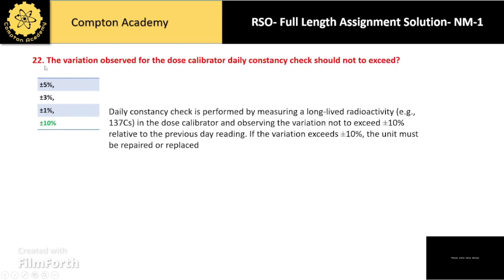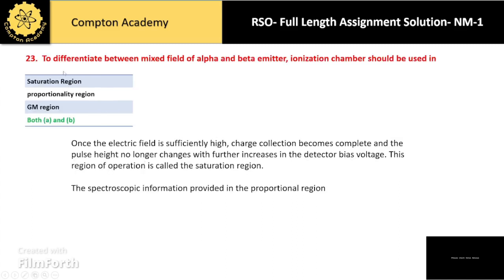Now the question number 22, the variation observed for the dose calibrator daily constancy check should not exceed. So for the dose calibrator daily constancy check, it should not be greater than plus minus 10% relative to the previous reading, and when it is more than plus minus 10% relative to the previous day, then it has to be replaced or repaired.